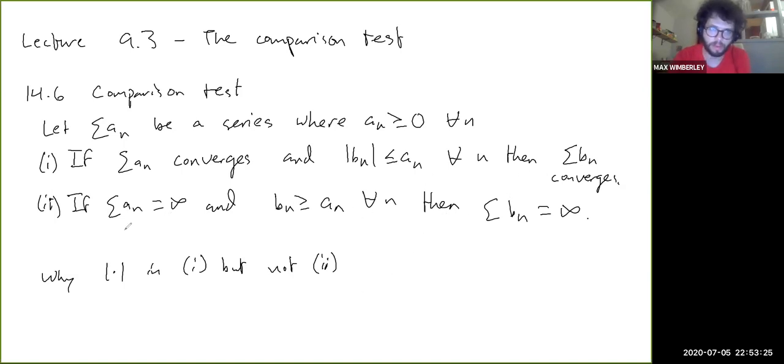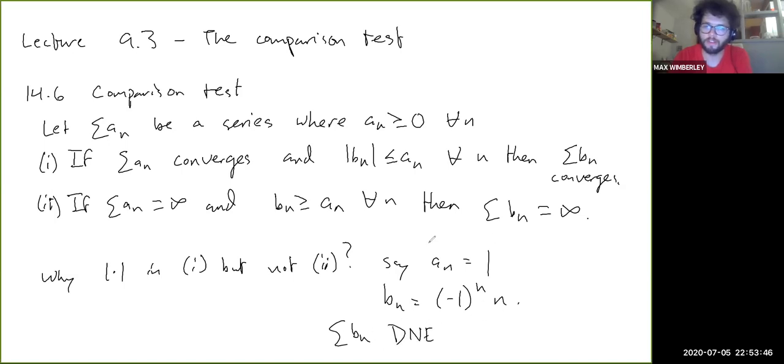It could be something like, say An is like 1, and then Bn is like (-1)^n times n, right? So then clearly the series of Bn has no defined value because the terms just keep getting bigger and bigger, but they're also alternating. So it doesn't diverge to plus infinity, but An does diverge to plus infinity. So basically the moral here is, I'll just write it over here.